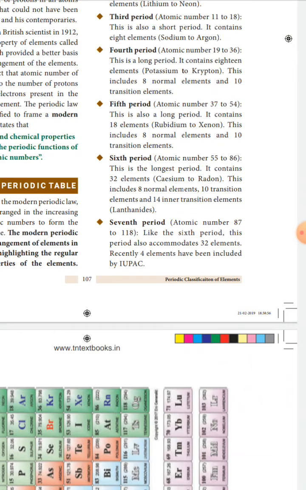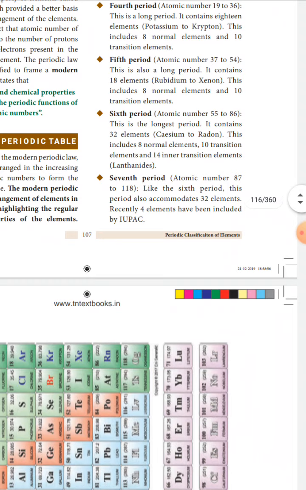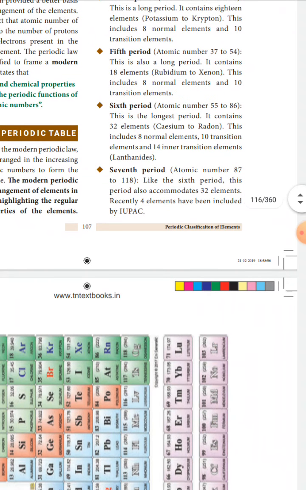Then the next period, the sixth period, which constitutes 32 elements, atomic number starting from 55 to 86. That is the longest period in the periodic table because it contains 8 normal elements, 10 transition elements, and 14 inner transition elements, which are called the lanthanides.